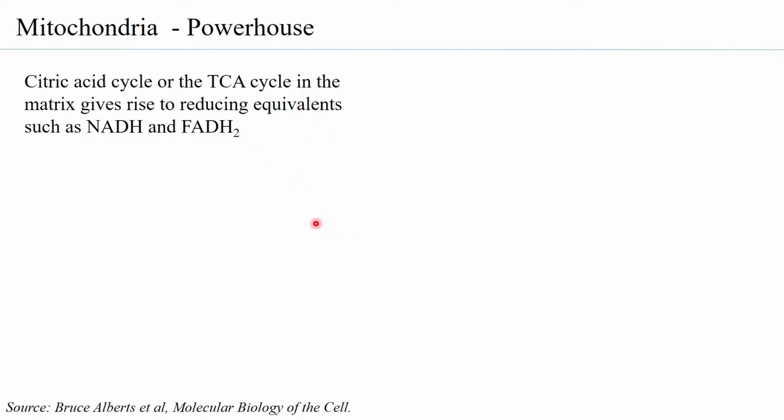Now we go to understanding why mitochondria is called the powerhouse of the cell. So we very well know that within the mitochondria, in the matrix, you have what is called the citric acid cycle, or the TCA cycle, functioning. And this TCA cycle gives rise to reducing equivalents such as NADH and FADH2. And these reducing equivalents in turn will give the protons and the electrons, or the hydrides, to the electron transport chain for oxidative phosphorylation.